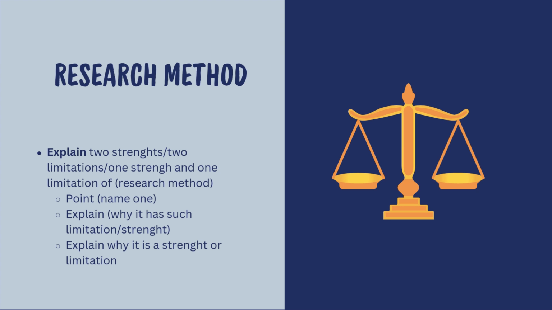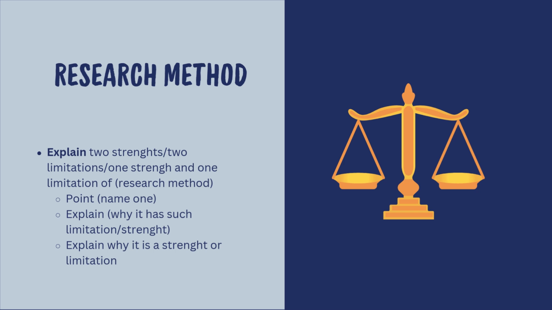So as usual, before we get into the actual video, we're going to look at the main exam question from this unit. That main question is: explain two strengths or two limitations or one strength and one limitation of, and then you would get a research method. How you would answer this is you would make the point, like one strength of this method is, or one limitation of this method is, and you name it. You get a mark for that. Then you explain, like this is because, and then you explain why.